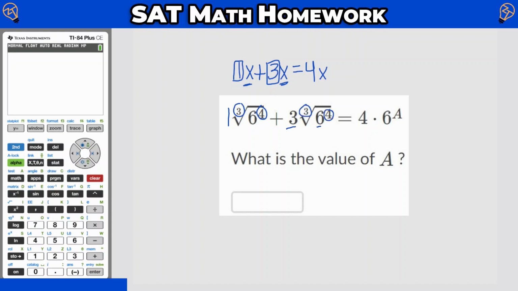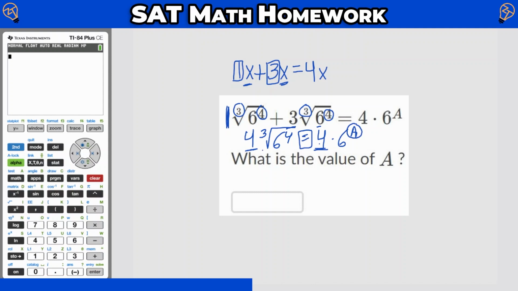Another way to say that is 1 times the cube root of 6 to the 4th plus 3 times the cube root of 6 to the 4th. So that's going to give us 4 times the cube root of 6 to the 4th equal to 4 times 6 to the a. Well, they both have the 4 in common. So if we're saying these are equivalent, we need the exponents to be equivalent.